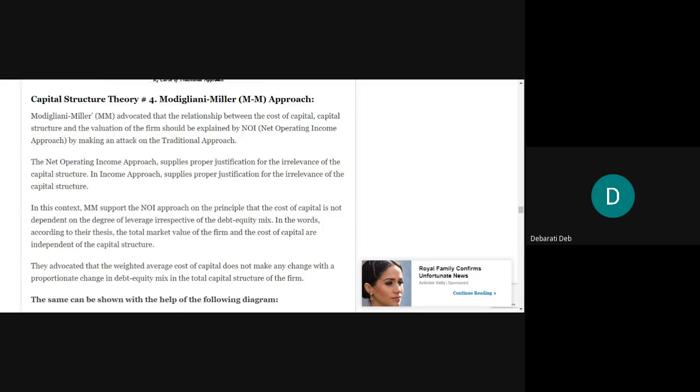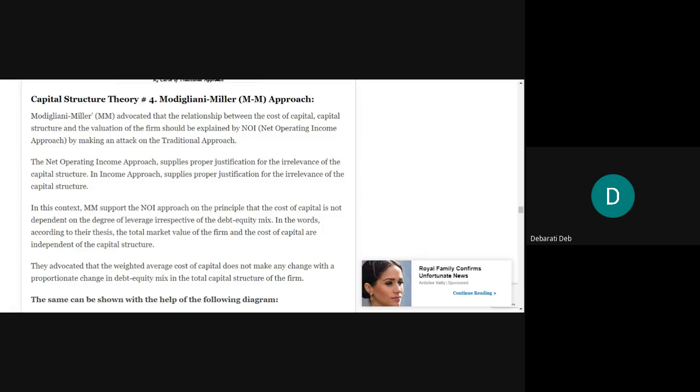Okay, now yesterday when we were studying the traditional theory, we found it to be more practical than the NOI or NI approach. Here in the Modigliani-Miller theory, they have focused more on advocating that the relationship between the cost of capital, that is KW, capital structure, that is the combination of debt and equity, and the valuation of the firm, that is capital V, should be explained by the NOI approach rather than the traditional approach. They have supported the NOI approach more.